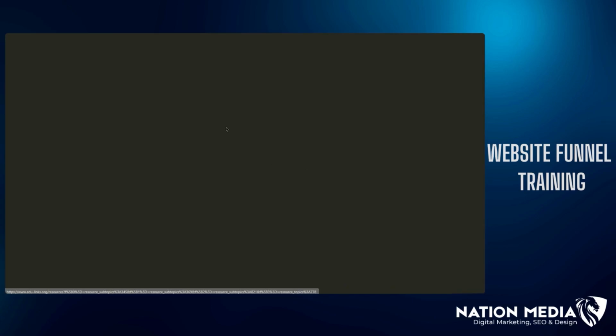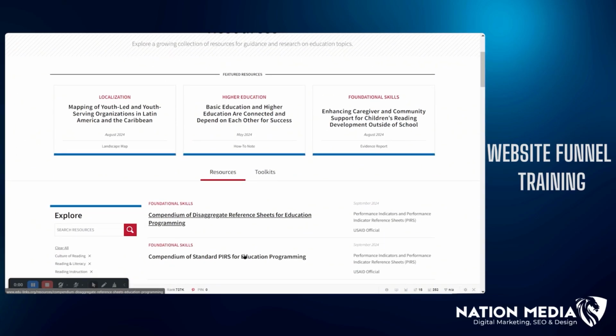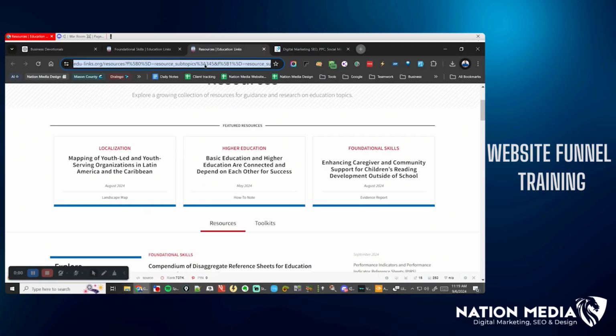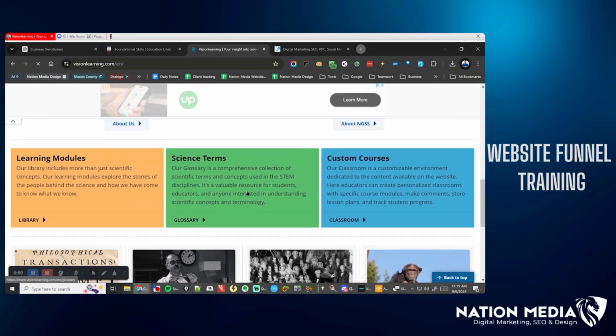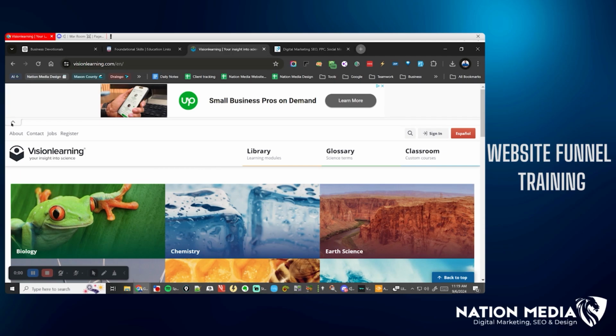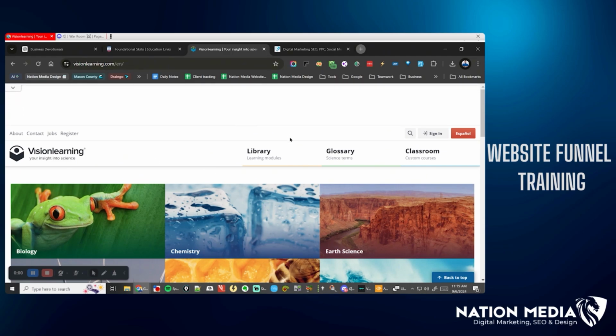Okay, they have a resource collection. Nice. Look at that. It guided. You're meeting the user where they are. That's what a website's meant to do, as opposed to how Vision Learning is. This is just presenting information to you without any context. And the website has tons of great information. It has tons of good things, but it's not presented well.